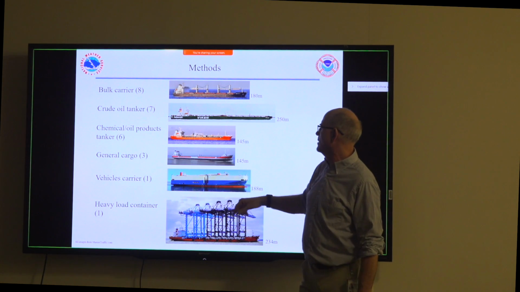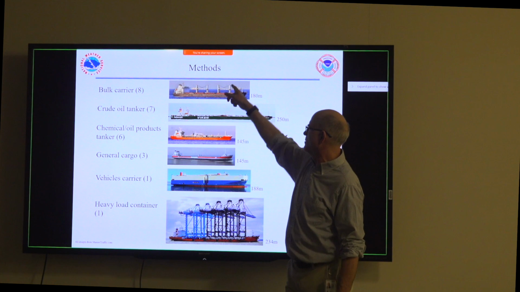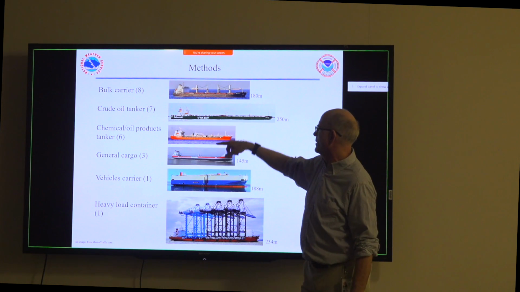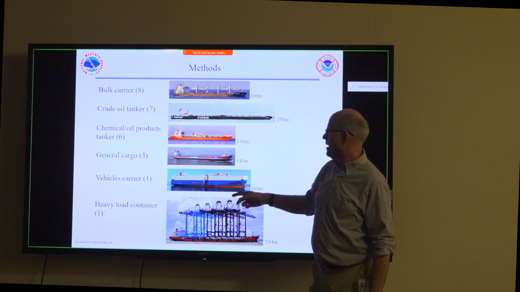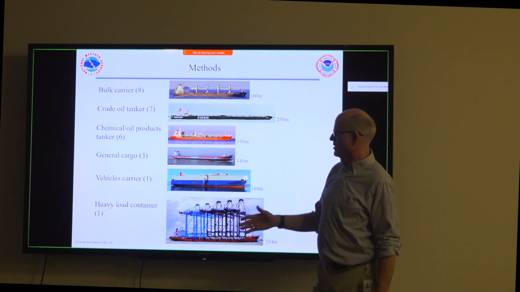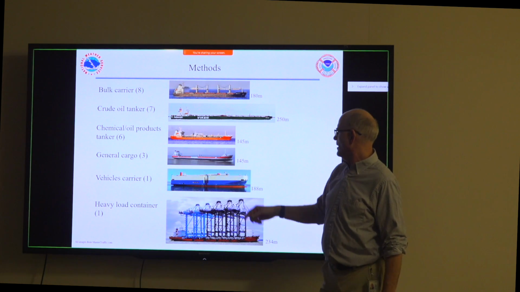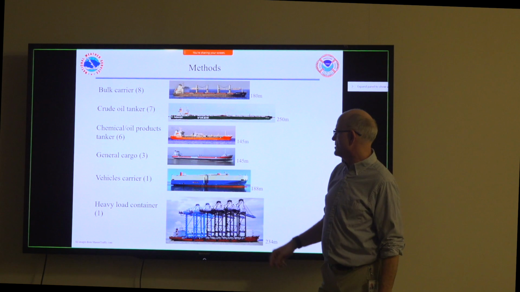Chemical product tankers, sort of a general cargo, which is similar, but they're broken out differently the way that the AIS does it. And then we had one vehicle carrier that actually looked like it was sailing in the Gulf Stream. And this was more off of the Charleston area.